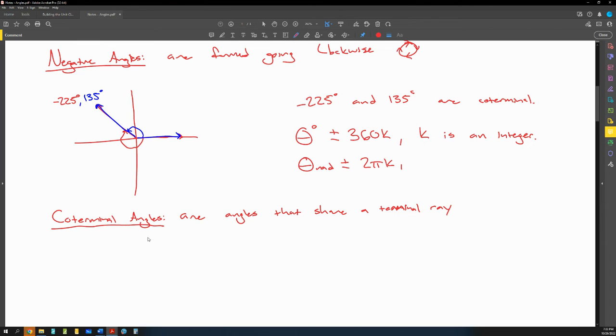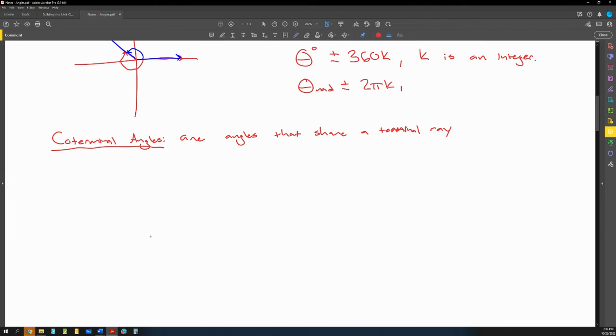Okay? But in summary, coterminal angles can be found by adding or subtracting one full revolution around the circle. Okay?